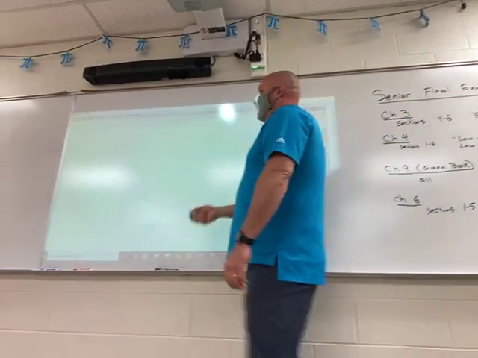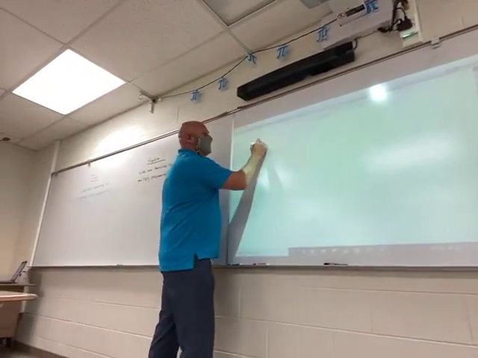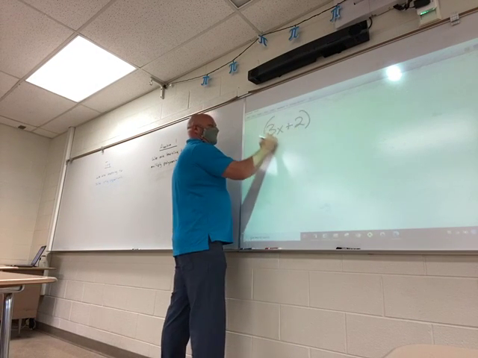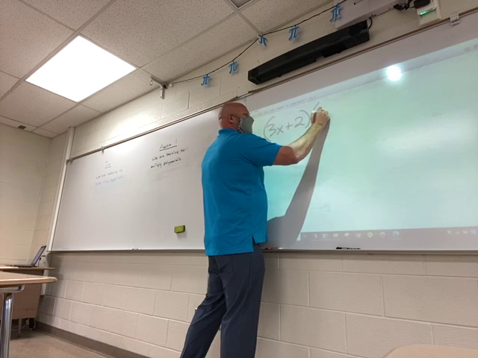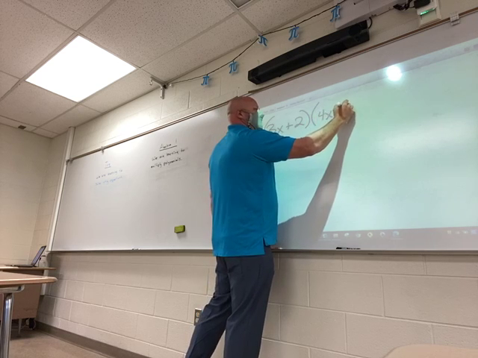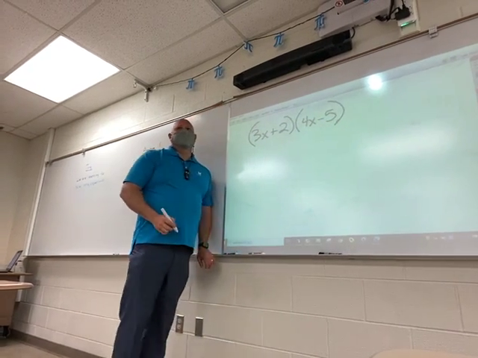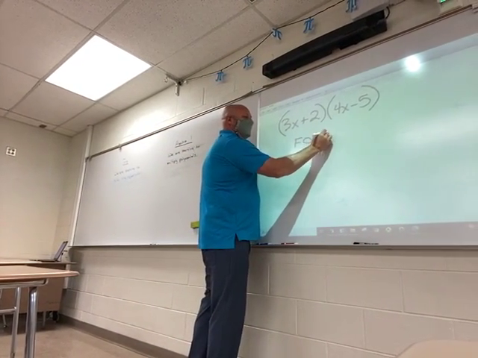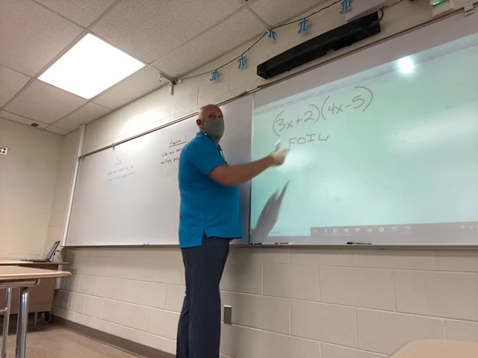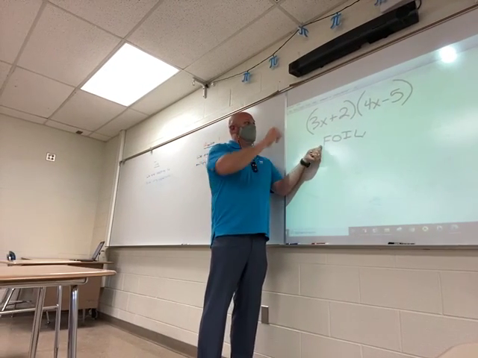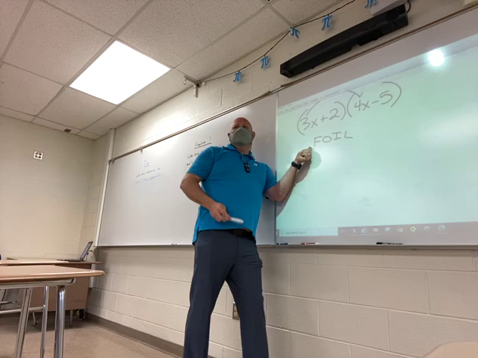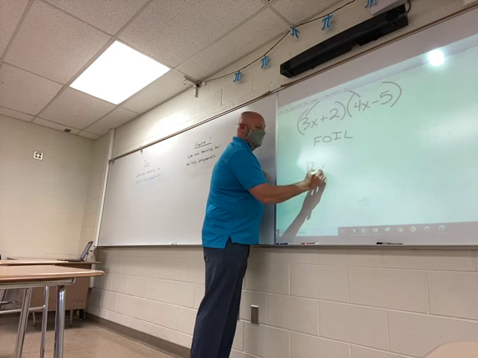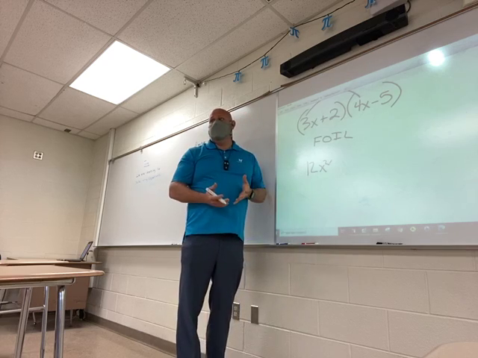So let's try one. Let's FOIL (3x + 2)(4x - 5). FOIL. What does FOILing mean again? First, outside, inside, last. Where are the first numbers? 3x and the 4x. What's 3x and 4x make? 12x what? Squared. Because that would give me 2 x's, right?